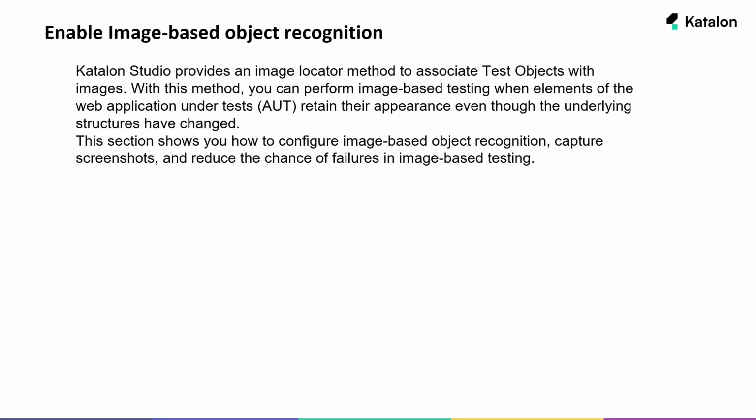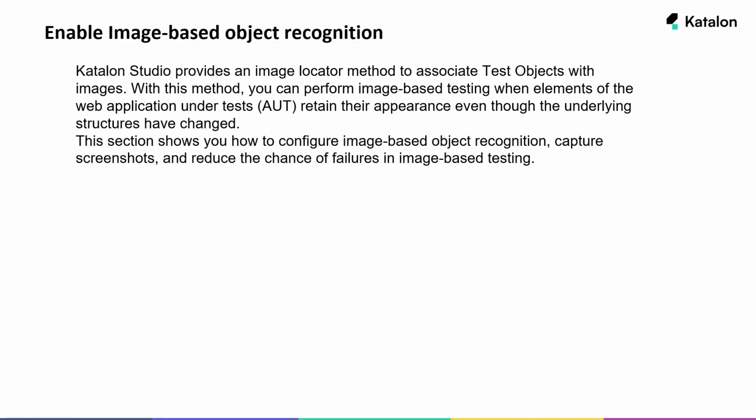Katalon Studio provides an image locator method to associate test objects with images. With this method, you can perform image-based testing when elements of the web application under test retain their appearance even though the underlying structures have changed. So this is very important. If any other attributes are getting changed, the object will be identified by using the image.